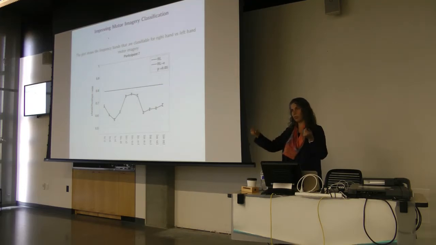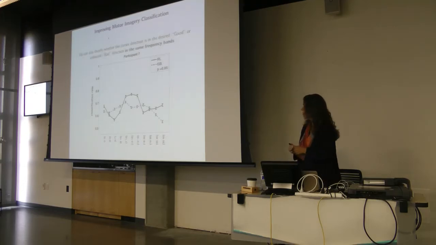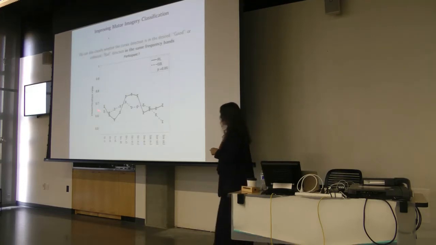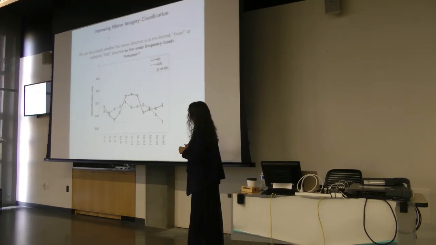So if the cursor moved in this direction, we call that a good trial. If they want to go that way, it's a good trial. If they want to go the other way, that's a bad trial. So we train a classifier to distinguish good movements versus bad movements. If we do that for this particular subject, we get this dashed line here. So you'll notice that it is also above chance, and it's also good in the good frequency bands for motor imagery. So these signals are in the same frequency band.